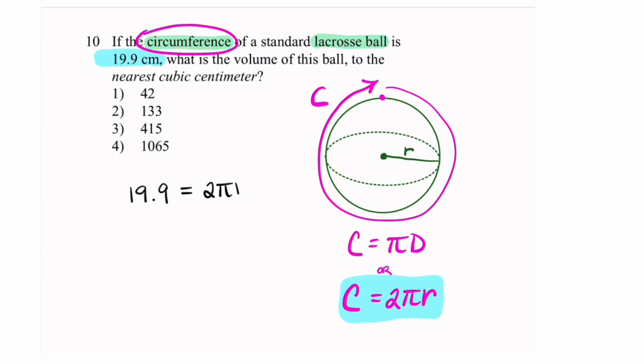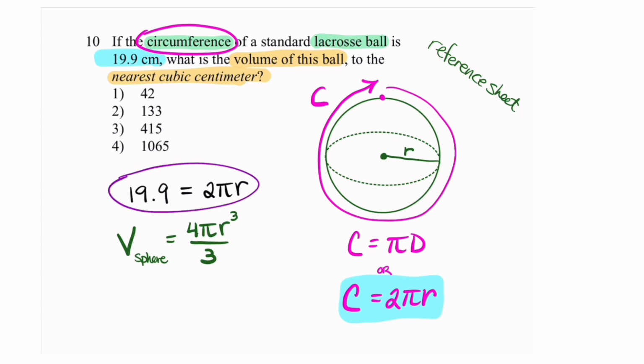Now what that's going to allow us to do, since we know the circumference, is solve for what r, our radius, will be. But we also have to remind ourselves that we need to find the volume of this ball to the nearest cubic centimeter. So the volume of a sphere is given on the reference sheet here as 4 pi r cubed over 3. So what I need to do is take 19.9 equals 2 pi r, and solve it for r.